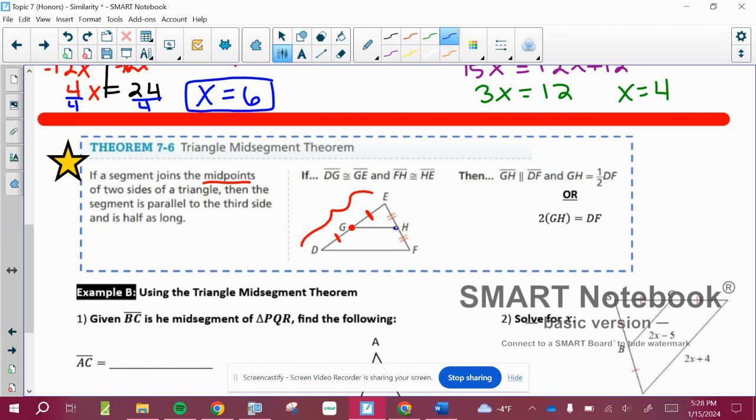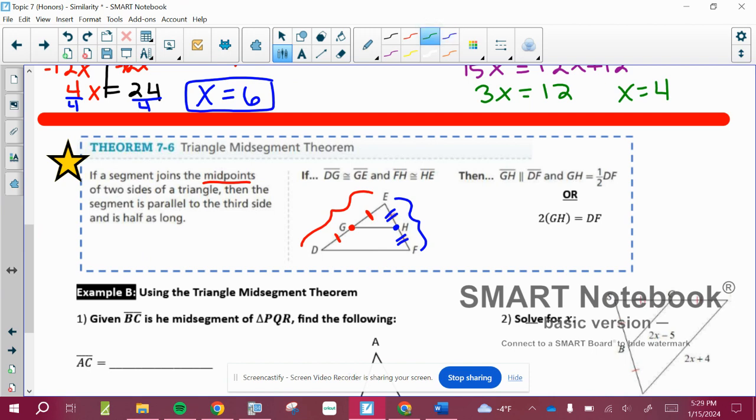Okay, that also means that H is the midpoint of the other side. So you can see here, EH is congruent to HF. So you have two sets of congruent parts. So that's part of the theorem. Okay, you have your two midpoints on each side.